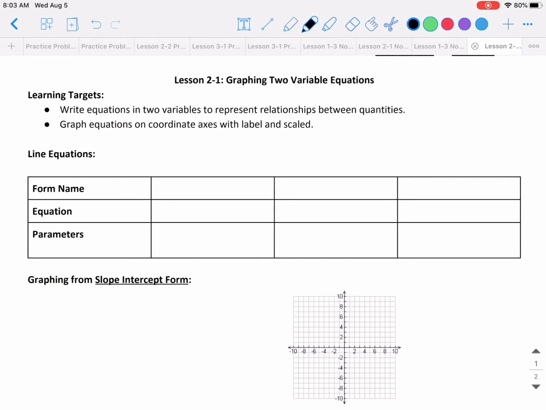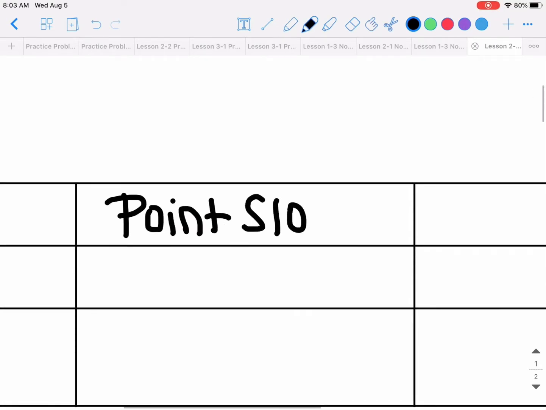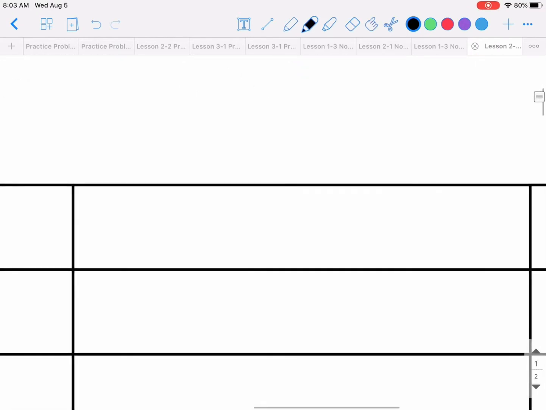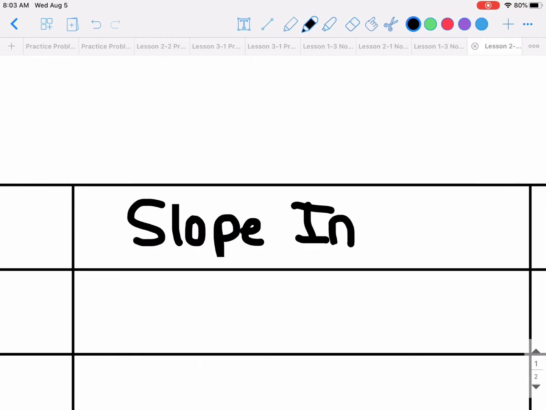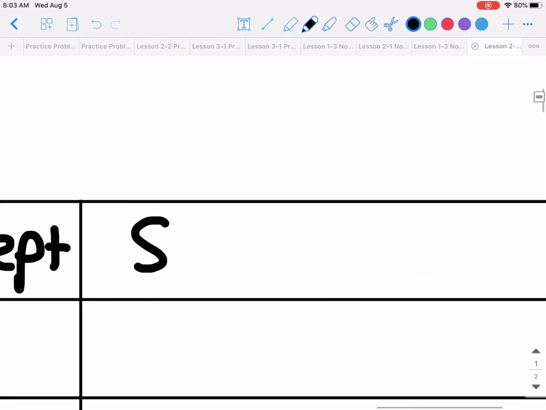The first form is point-slope form. For this form, we need a point on the line and the slope to write the equation. The second form is slope-intercept form. This is the one we use the most. And the last form that we need to know is standard form.